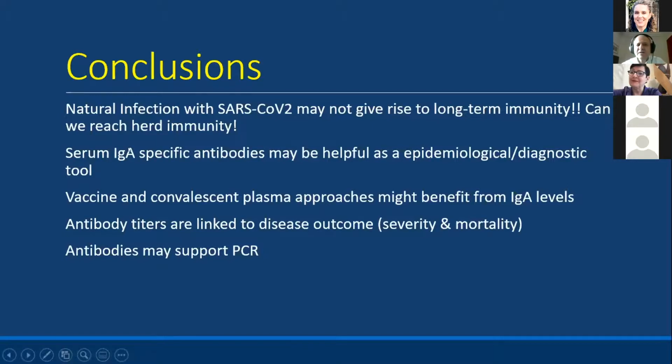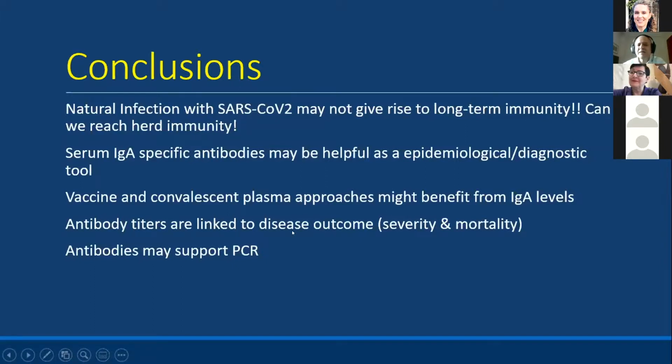So to conclude, natural infection with SARS-CoV may not give rise to long-term immunity. And this puts a question mark about herd immunity. Serum IgA-specific antibodies may be very helpful in epidemiological studies as well as in diagnostics. It's interesting that when we hear people talking about vaccines and convalescent plasma, they always talk about IgG, IgM. You don't hear people saying what levels of IgA antibodies are achieved there, and I believe that should be taken into consideration.